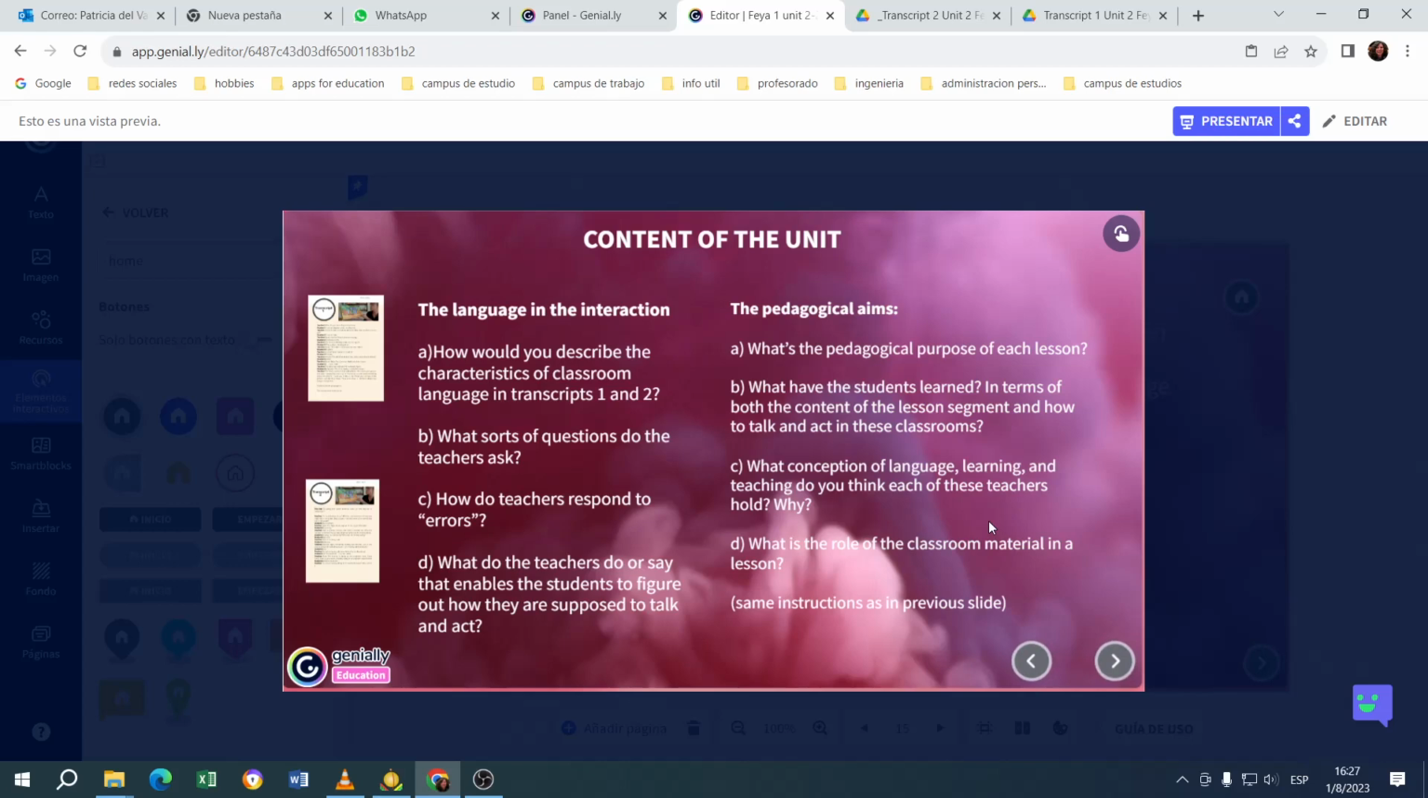In real life, what are stories for? They are to be read and told. And that's the role the teacher is assuming in transcript number 2. Regarding pedagogical aims, clearly in transcript number 1, we have a teacher concerned with the learning of the language, and that's it. The structures and vocabulary, and the conception of language is structural, as I said before, and she focuses on that. Okay, I hope this is clear.